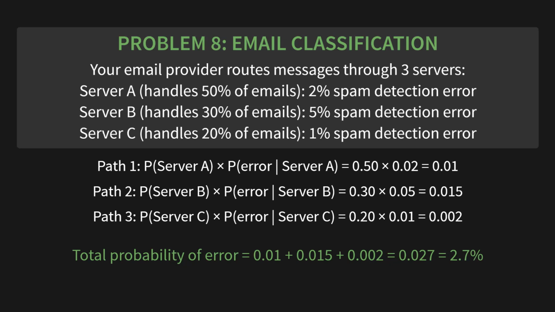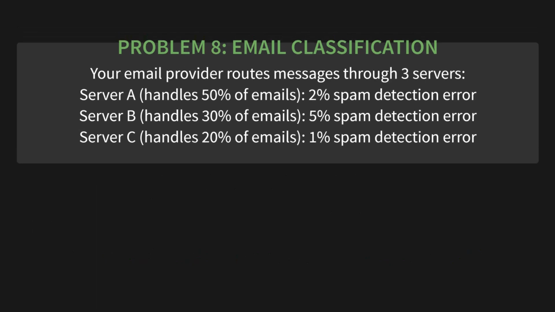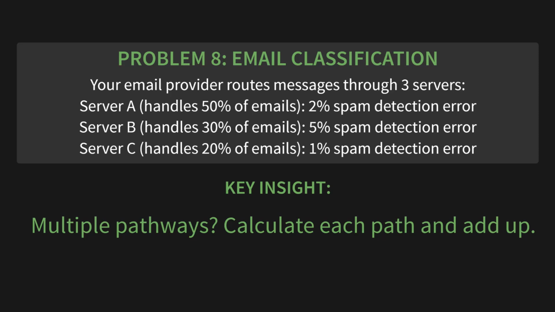So here's what's powerful about this. Whenever you have multiple ways something can happen, just break it down. Calculate each path's probability separately, then add them all together. This same idea works for anything. Quality control in factories, medical test procedures, even figuring out why your pizza is late. The law of total probability helps you see the big picture by examining all the pieces.